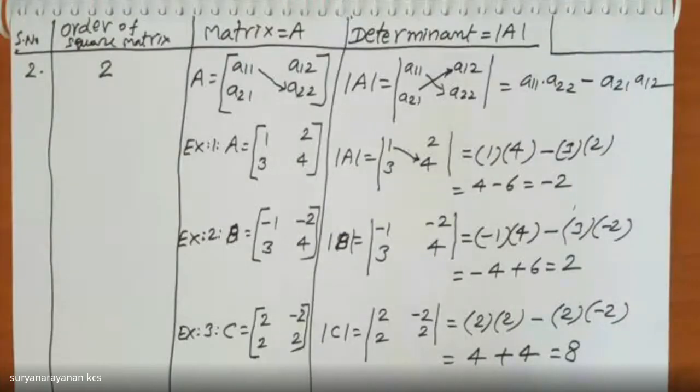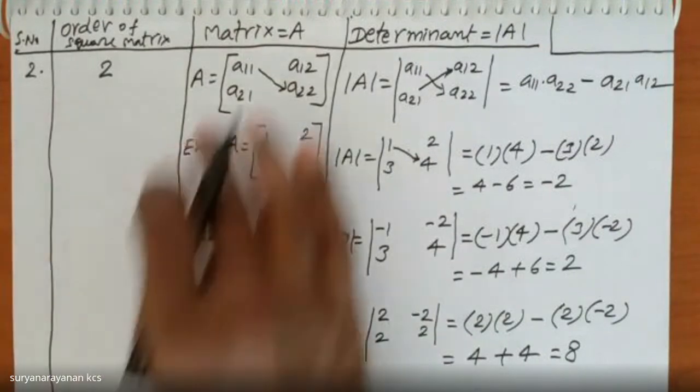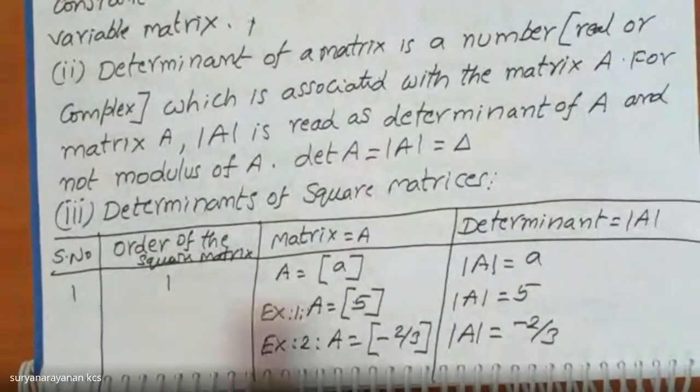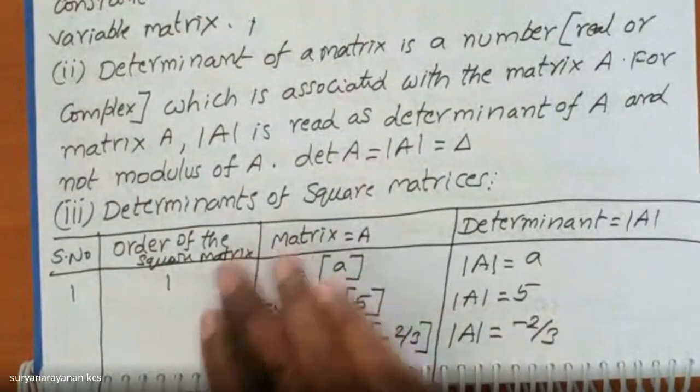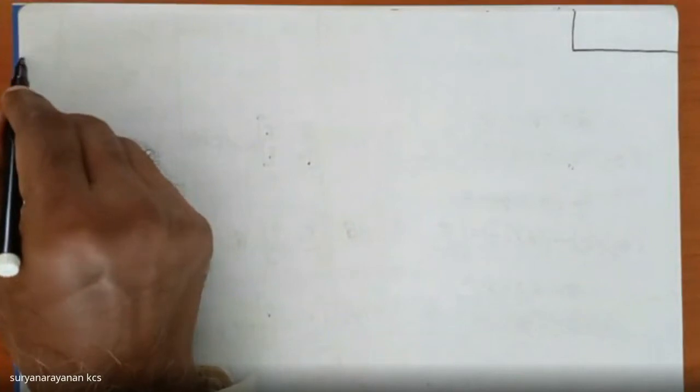This is about the determinant of a square matrix of order 2. This is about the determinant of a square matrix of order 1. Okay. Now we will discuss the determinant of a square matrix of order 3. You should be very careful in this case. There is no difficult point, but you have to concentrate. Then you can easily understand this one.